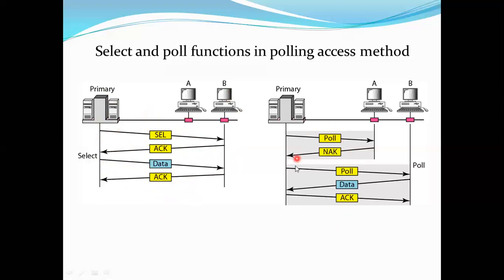Another very important one you can see in this figure is called the poll frame. This is used whenever the primary wants to receive the data. In polling, the primary asks the secondary devices, since there are many secondary devices, if they have anything to send. This is exactly what is called poll.